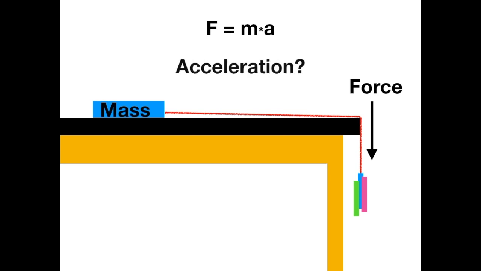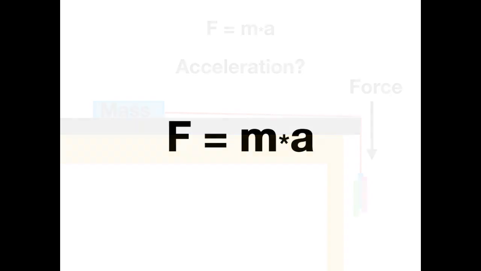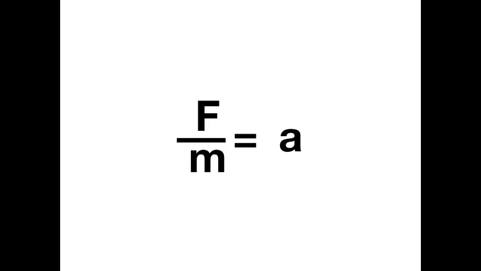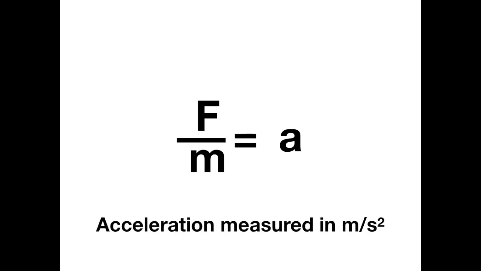What this means is that we can calculate the acceleration if we know the force and the mass. We start by looking at the equation F = ma. We can rearrange this equation so that the force divided by the mass is equal to the acceleration. With the force in newtons and the mass in kilograms, the acceleration is measured in meters per second squared.